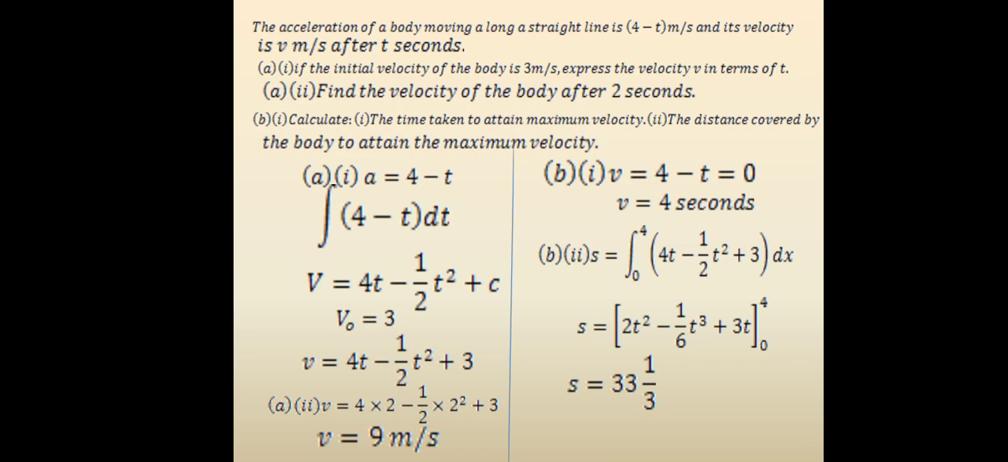B1. Calculate 1. The time taken to attain maximum velocity. B2. The distance covered by the body to attain the maximum velocity.